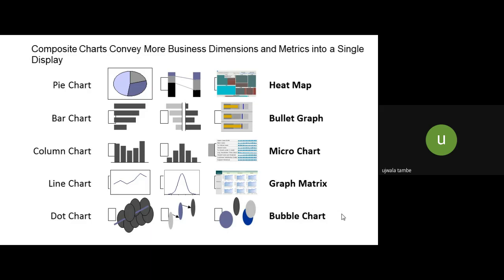Then there are some composite charts which convey more business dimensions and metrics in a single display. The composite charts include the heat map. We already learned how to create the heat map in Tableau. It gives us the comparison in the form of size and color. We can identify the cells of data with respect to either the size or the color. A darker color gives us more cells, as does a bigger size. Then we can use the bullet graph, micrograph, graph matrix, and the bubble chart. All of these are composite charts, while the others are the basic charts.